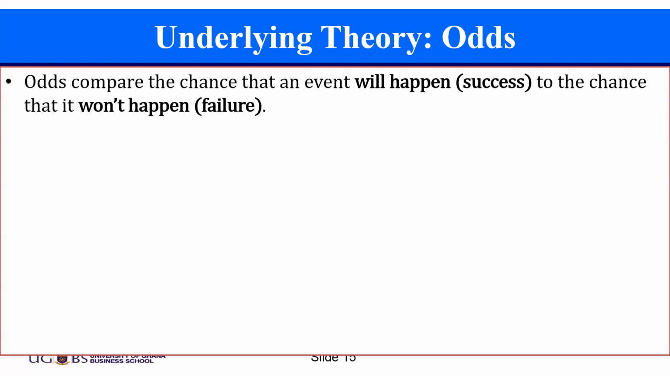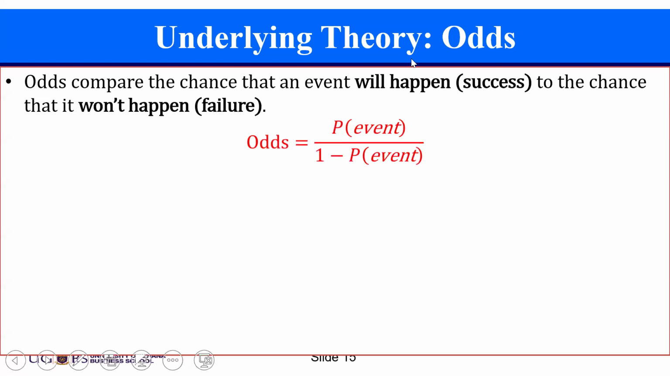It means the chance of success is the same as the chance of failure. That's what it means. So mathematically, how will you write the odds? What do you think? The odds are going to be the probability of the event happening divided by the probability of the event not happening. Will you agree with that? That's it.